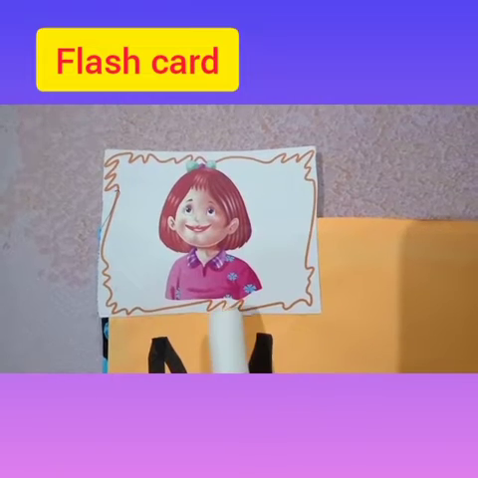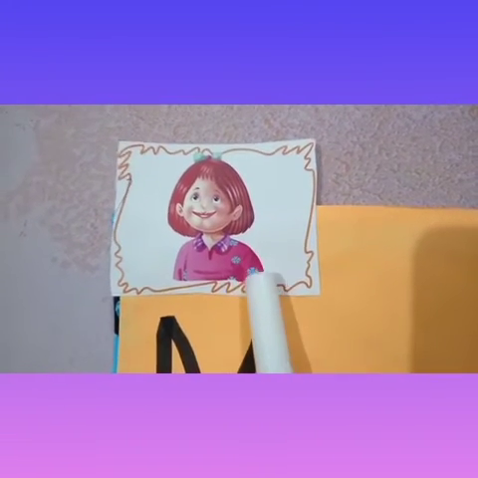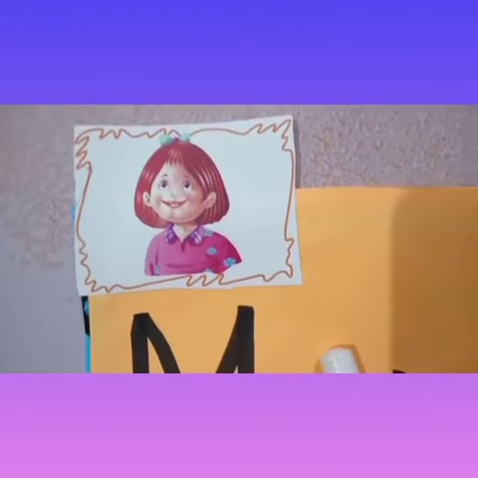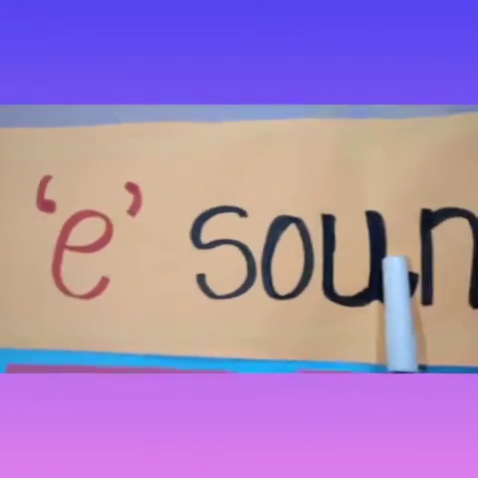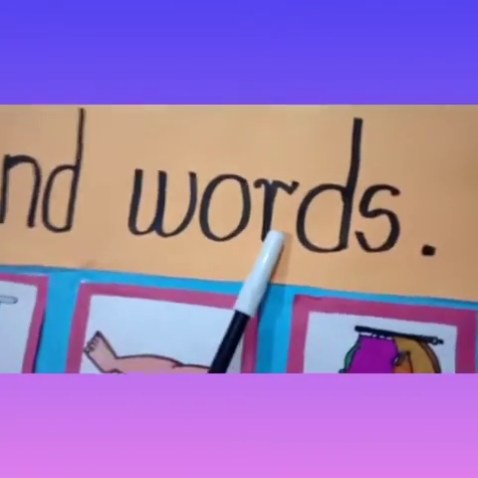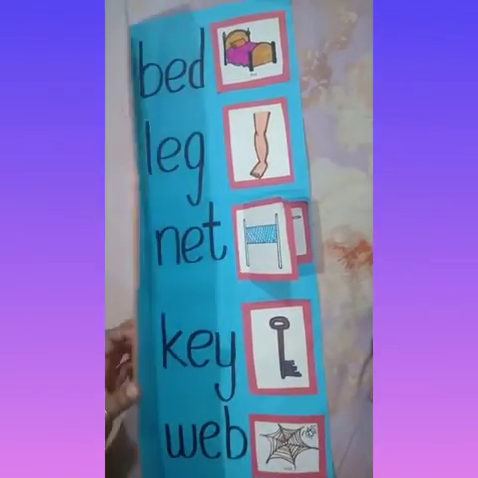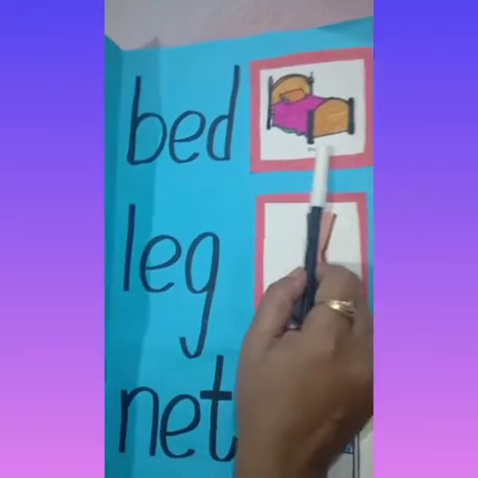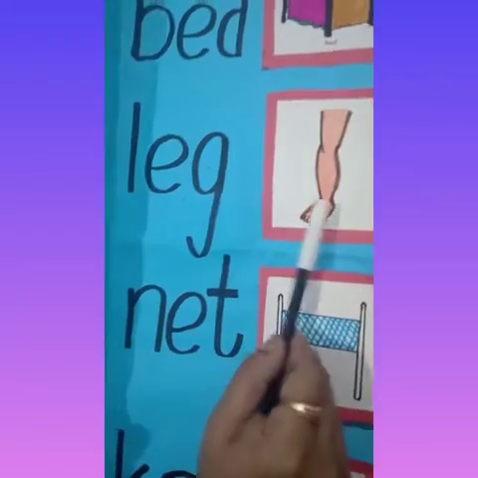Yes children, can you see this girl? And she's so happy to learn more E sound words. Let's see one time in this flashcard ma'am has prepared for you only. See here, more E sound words. Now see the surprise. Yes, let's open. Yes, beautiful pictures. And this is a picture of a bed. B-E-D, bed. Now this is leg. L-E-G, leg.